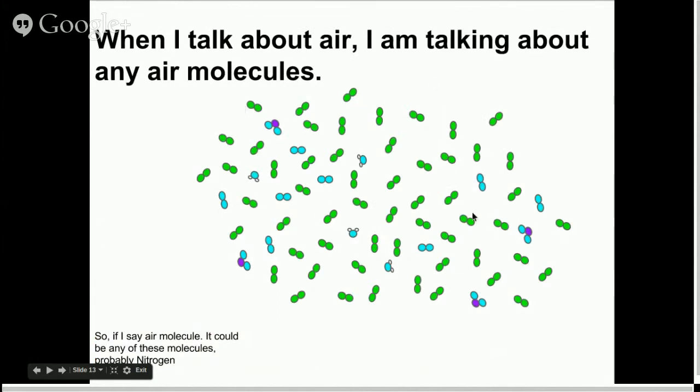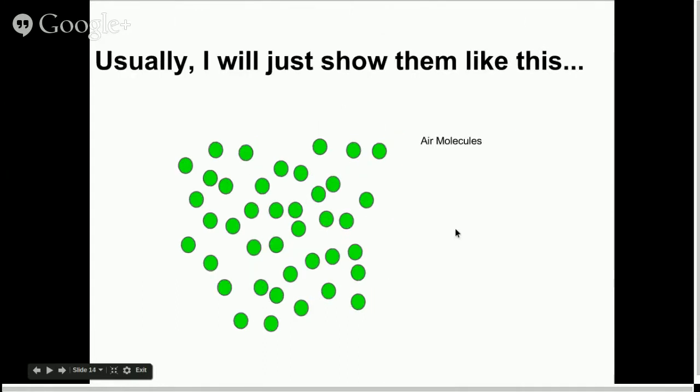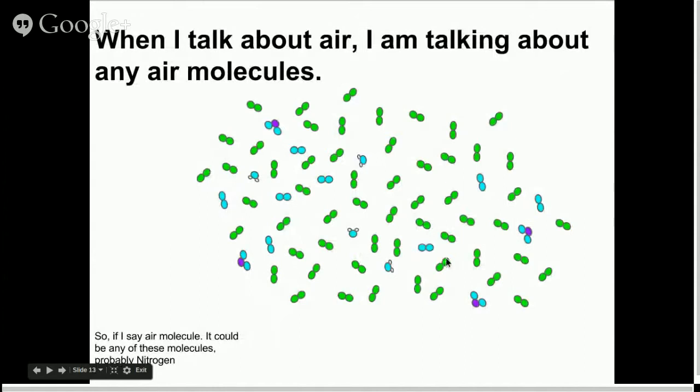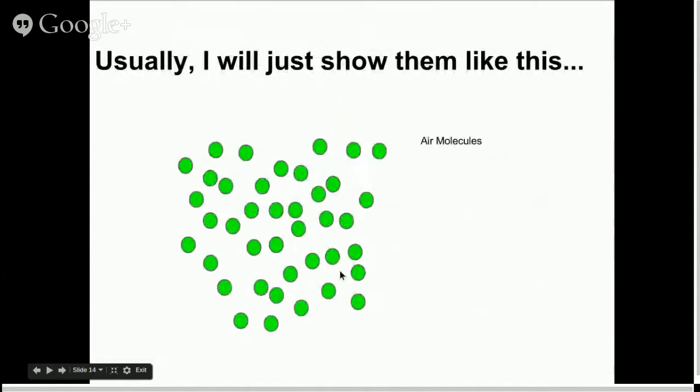All right, when I talk about air, I'm talking about any air molecules. So water, nitrogen, oxygen, carbon dioxide, I'm talking about all of it. It's mostly made out of nitrogen, but this would be complicated to draw every time. So when I talk about air molecules, I'll probably just draw it like this, just little circles. So when I'm drawing this is what it actually looks like, but this is what I'm going to draw.